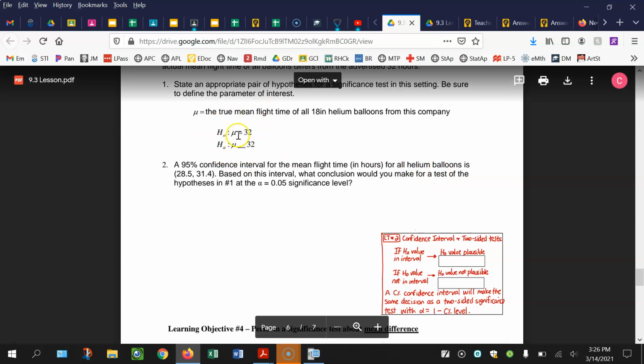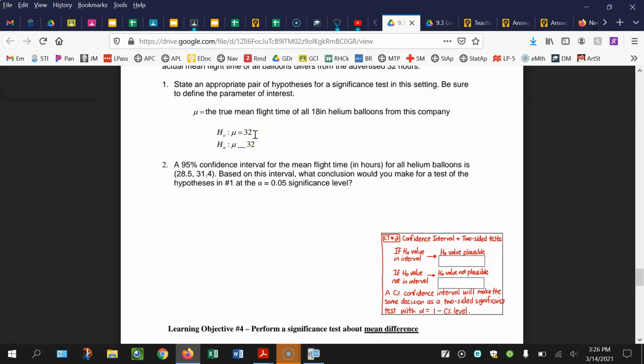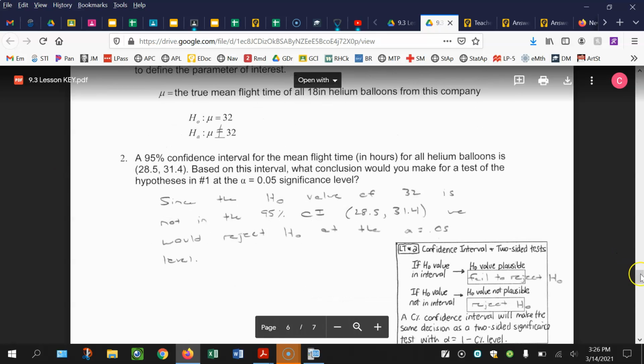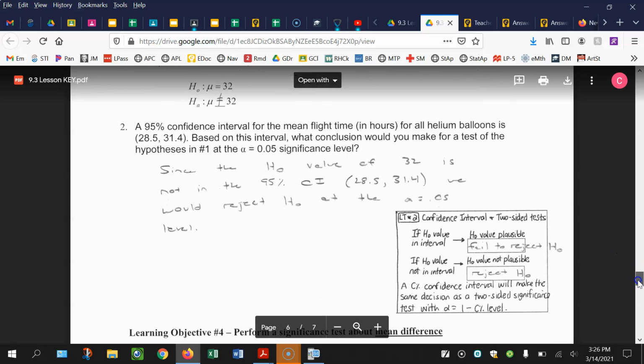Well, I would reject the null, and I would say because 32 is not in the 95% confidence interval, 28.5 to 31.4, I reject the null. We have convincing evidence that the true mean flight time for these balloons is different than 32 hours. In fact, it looks like it's less than, because our whole confidence interval is less than. So if we take a look at the solution here.